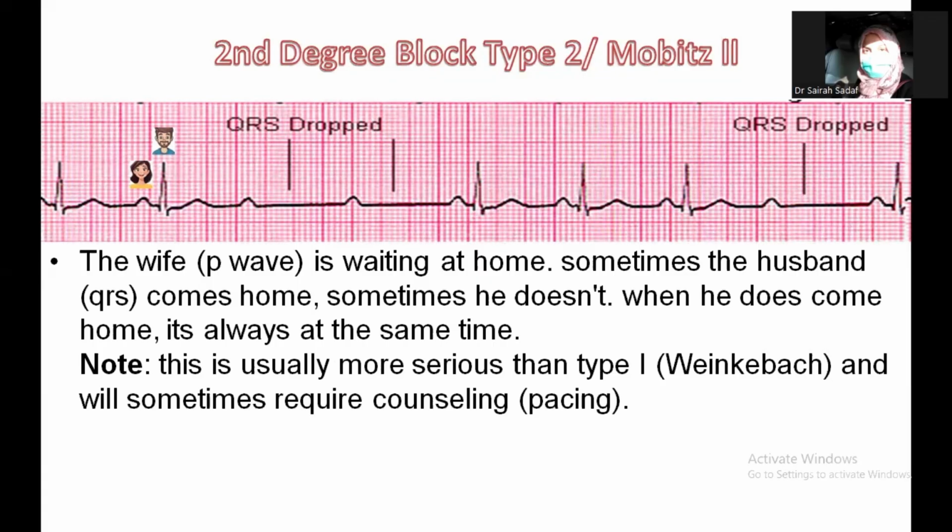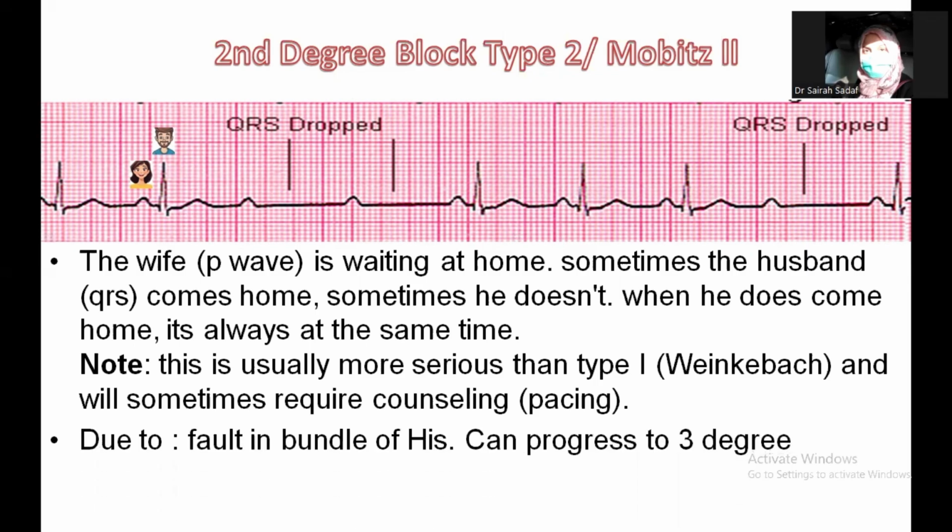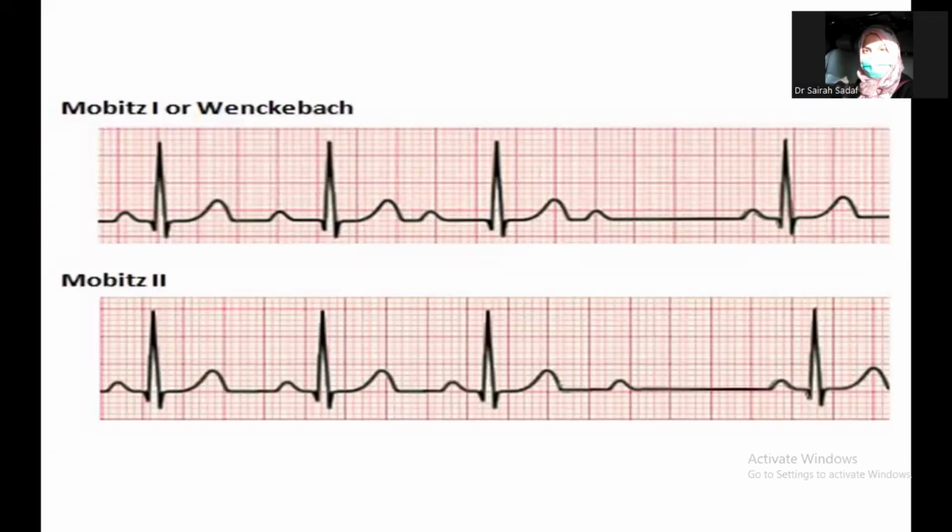So this is usually more serious. Of course, this is more serious than type 1, and it will sometimes require pacing. Due to a fault in the bundle of His, it can progress to third degree. Of course, it needs pacing. Definitely, it needs pacing. This is not a thing that will be corrected by just giving dopamine or something like that. Now, this is the Mobitz type 1 ECG. This is the Mobitz type 2 ECG, as you can see.